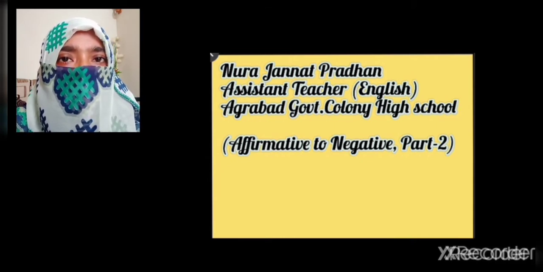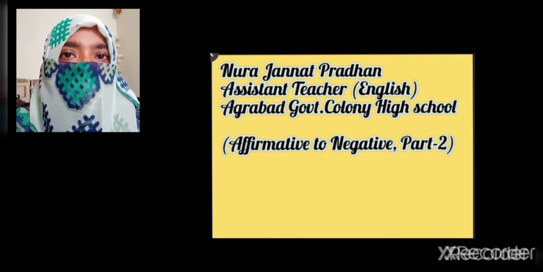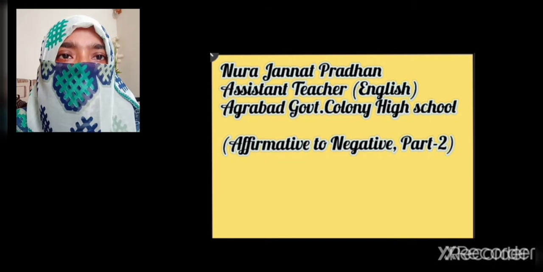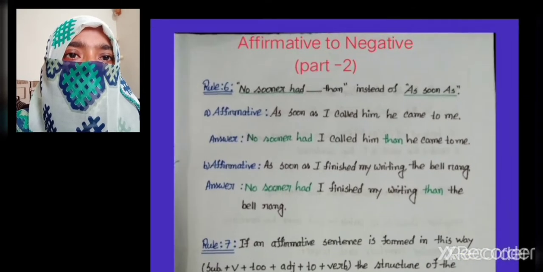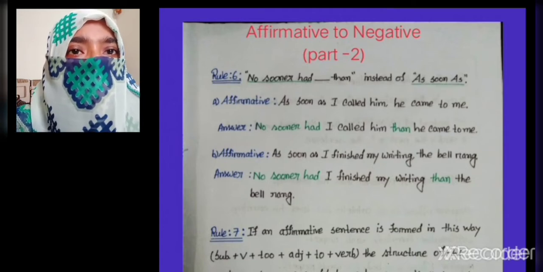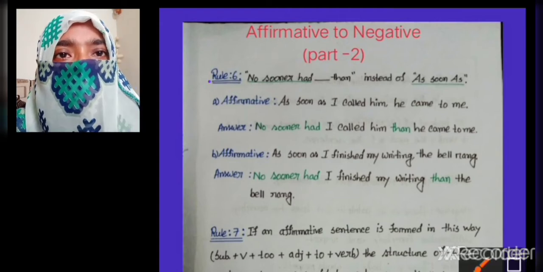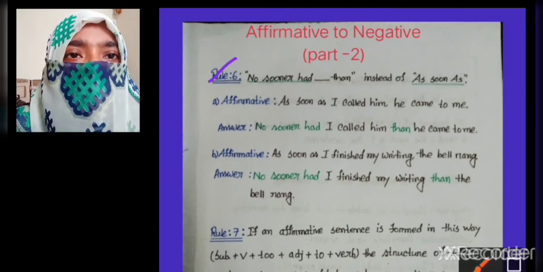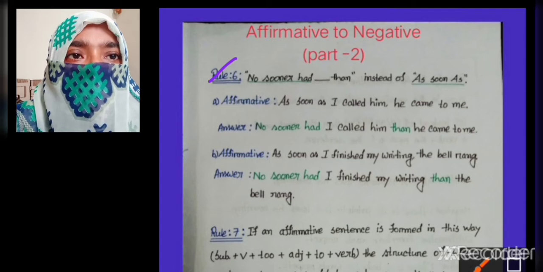I hope you have remembered that in our last class we learned how to change a sentence from affirmative to negative. Today we will do the next part, that means the second part of that grammar. Dear students, here I can see a page. There are some rules. Rule number 6. We can change a sentence from affirmative to negative by using "no sooner had... than" instead of "as soon as".